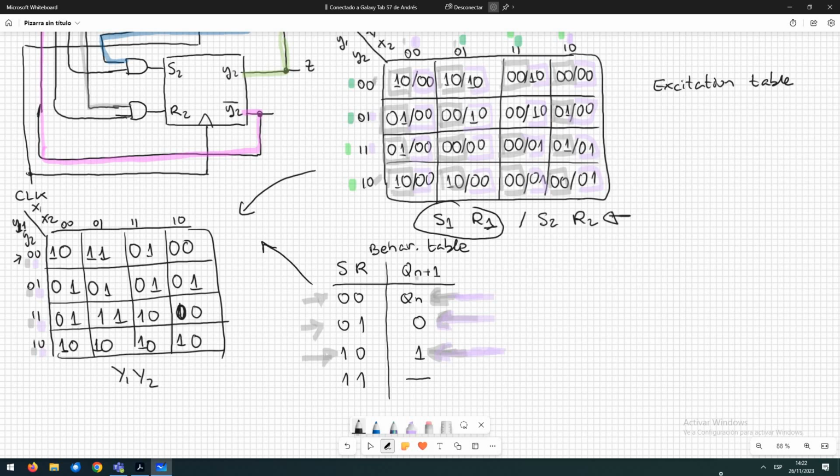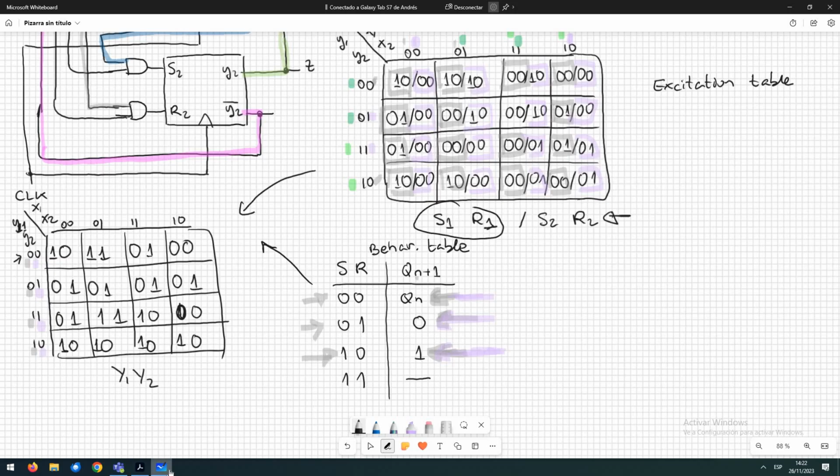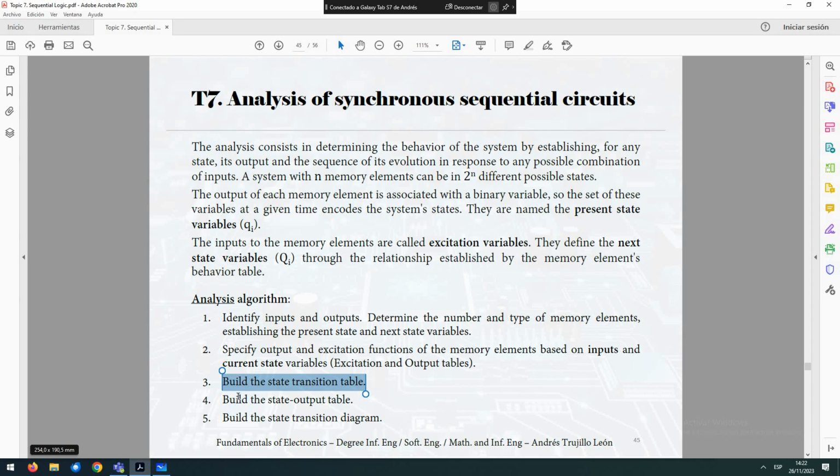So we have finished the transition table. Once you understand this, it's quite fast, but I'm just explaining it little by little. It seems slow, but it's quite fast. So the transition table. We have finished step 3. Step 3, finish. And now we are going to have the state output table.